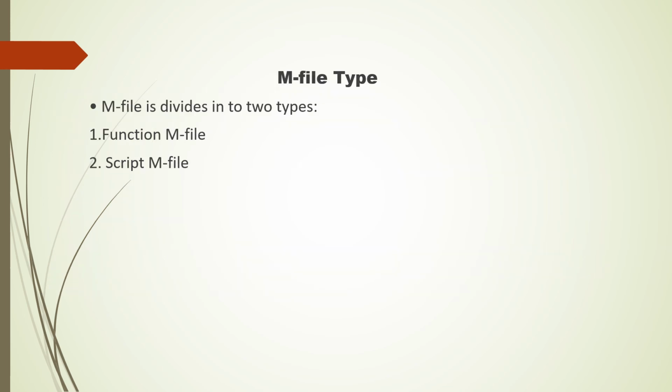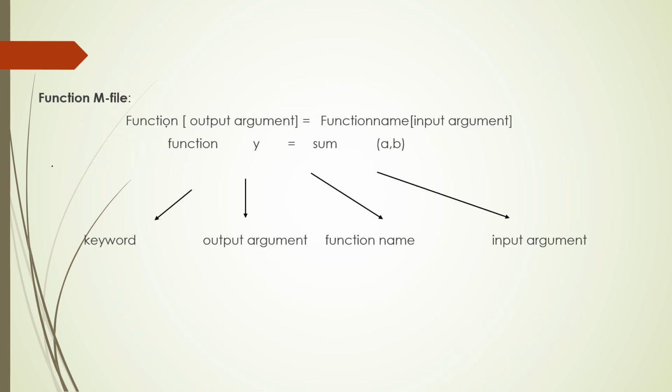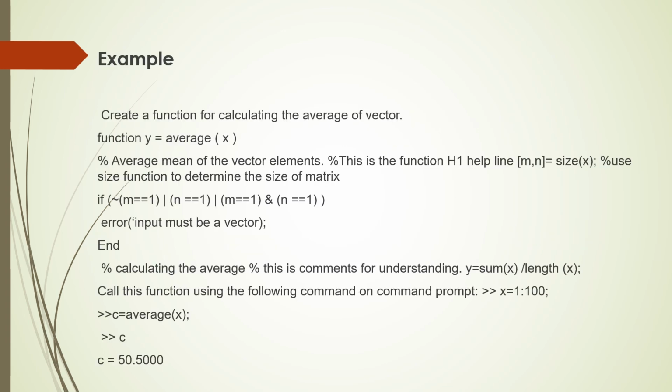The M files are divided into two types: function M files or script M files. The structure of a function M file: function output_argument equals function_name input_argument. Function is a keyword. Y is the output argument, sum is the function name, and a, b is the input argument. This is the example of a function M file.